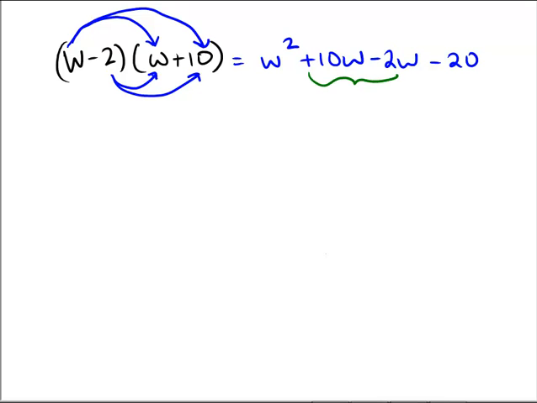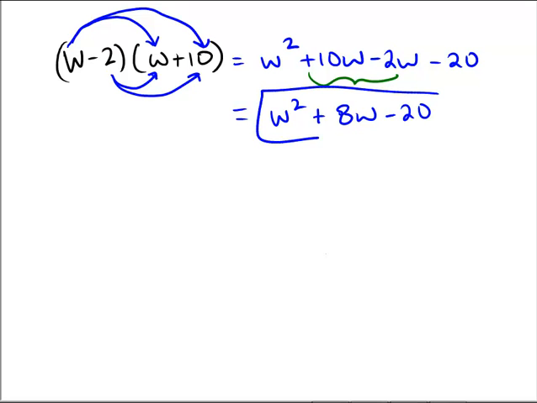So then, combine the like terms. Final answer: w squared. 10 minus 2 is 8, so there's an 8w, and then on the end is the number minus 20.